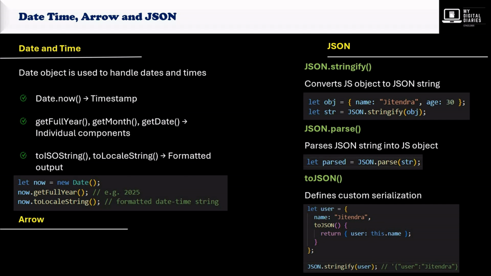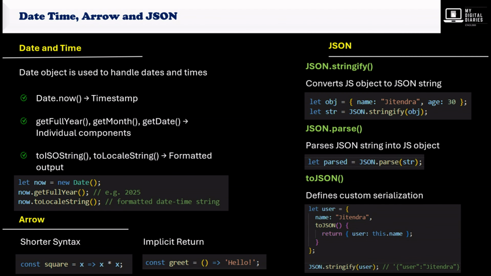Now let's look at arrow functions. Arrow functions give us a much shorter syntax than traditional functions. This little function takes a number and returns its square. So if you see x, and this is your arrow function, x arrow x times x, so going in square. This function takes a number and returns its square. They also support implicit return, which means if your function has just one expression, you don't even need the return keyword. So arrow functions are super useful for writing clean and concise code.